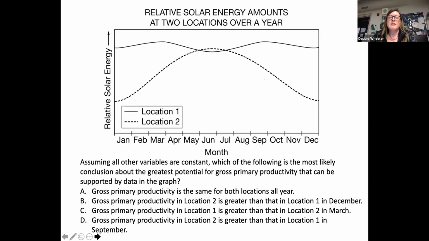Okay, polls are coming in. Please answer if you haven't already. Got close to half now, keep going. All right, almost done. That's about a minute, so I'll say 3, 2, 1, and okay, most folks answered C, and C is correct. Gross primary productivity in location 1 is greater than in location 2, specifically in March.